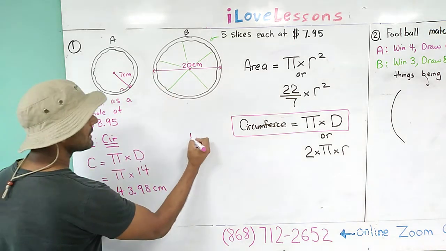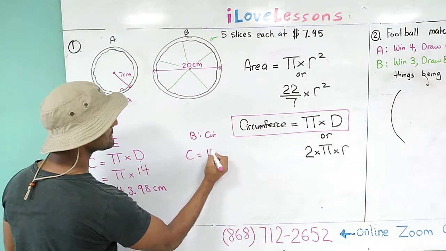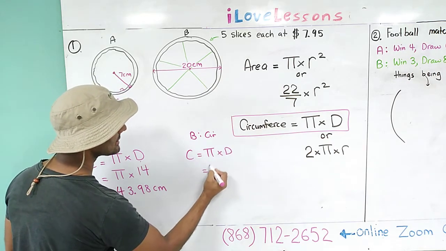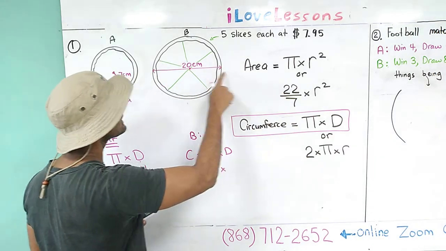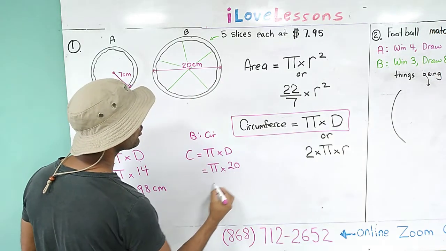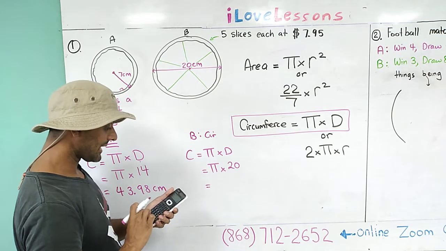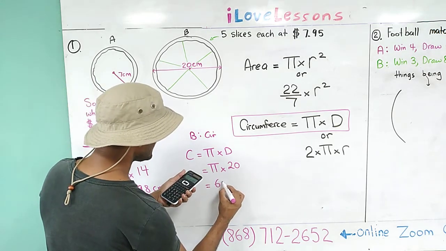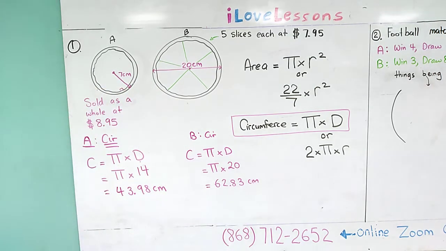For this one, if I ask you to find the circumference, it is pi multiplied by diameter. Pi is just a button on my calculator, and the diameter, you were given the diameter. The diameter is what? 20. So it's just pi multiplied by 20, which is 62.83 centimeters. Okay, guys?